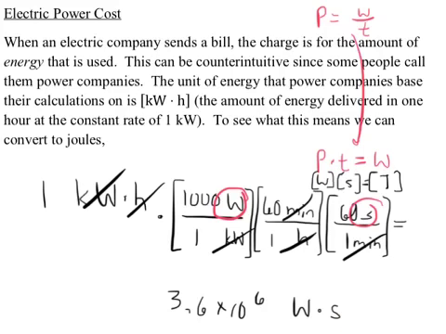So one kilowatt hour is this many joules of energy that you're getting. Which could also be measured in coulombs. Now, here's what you want to think about.